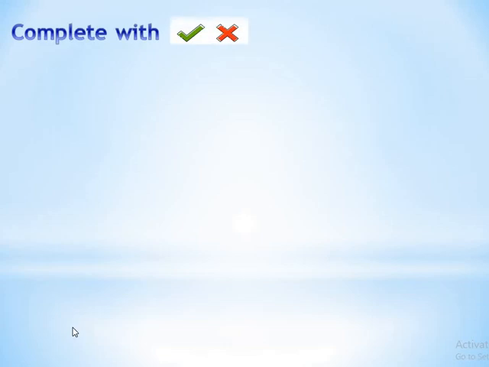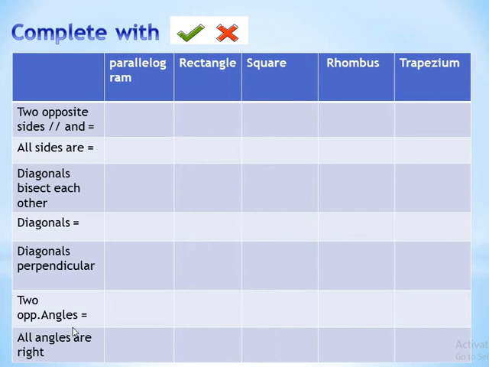Let's play a game, completing with right or wrong. Here we have the properties and the shapes, and we need to know which shape has this property. The first property: two opposite sides are parallel and equal. All shapes have two opposite sides equal and parallel. Parallelogram, yes. Rectangle, square, rhombus. Does the trapezium have the same property? No, not the trapezium.